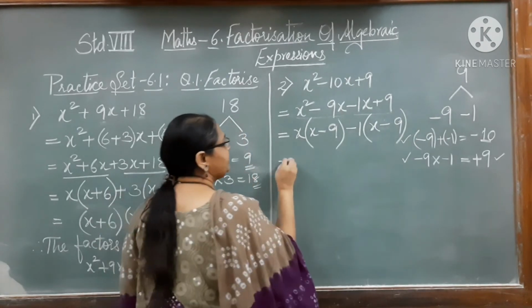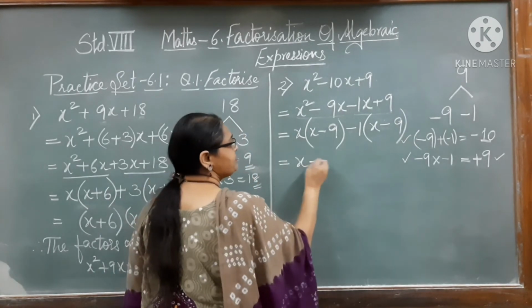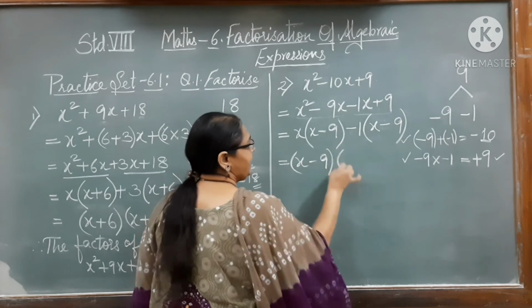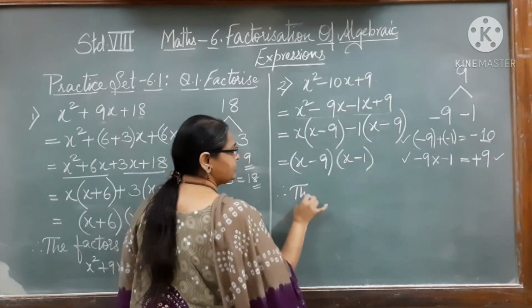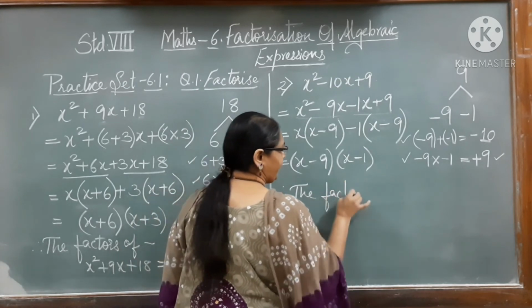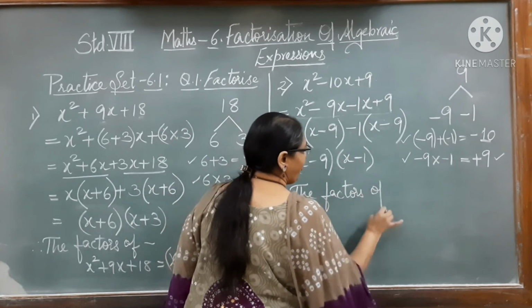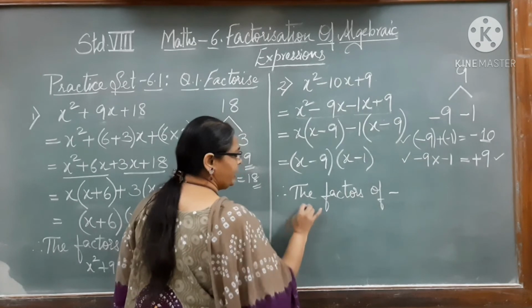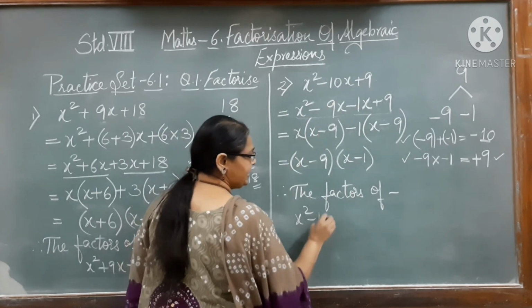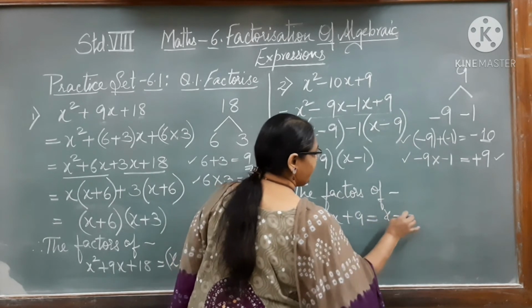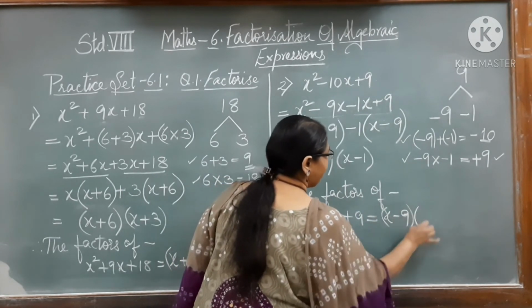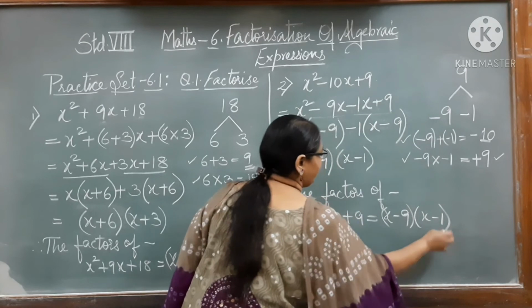Right? Now let me take out the common factors: x minus 9 and x minus 1. Therefore, the factors of x squared minus 10x plus 9 are x minus 9 and x minus 1.